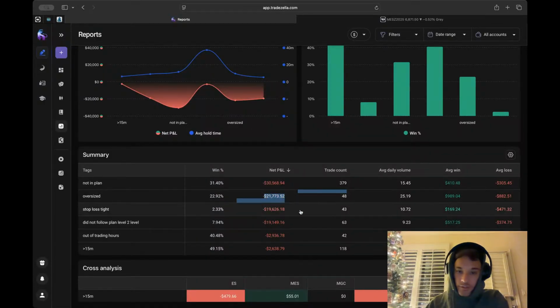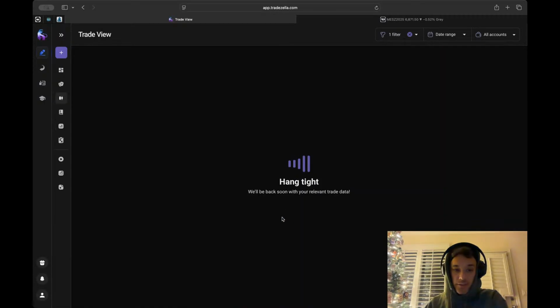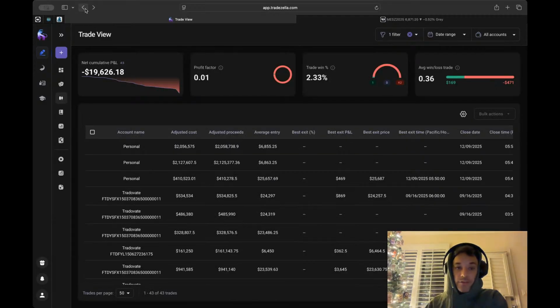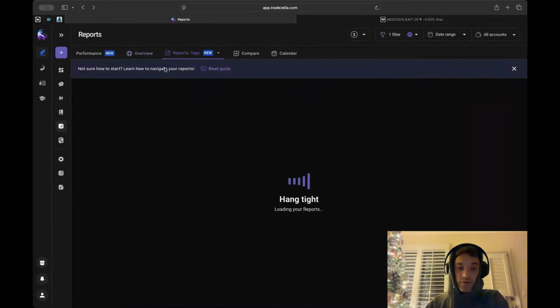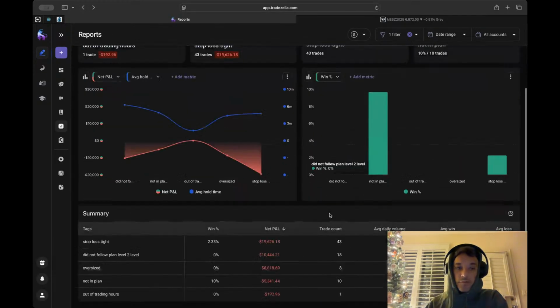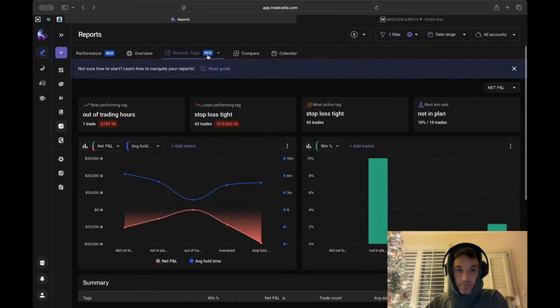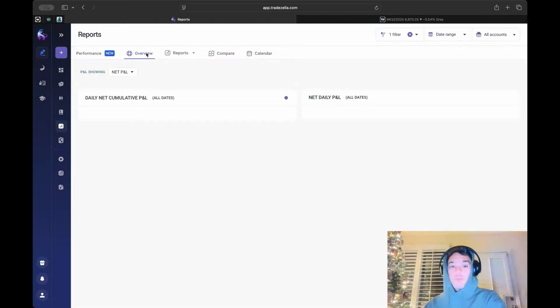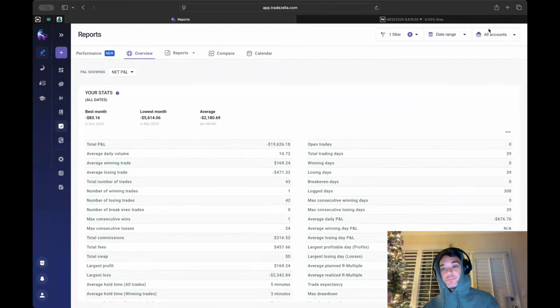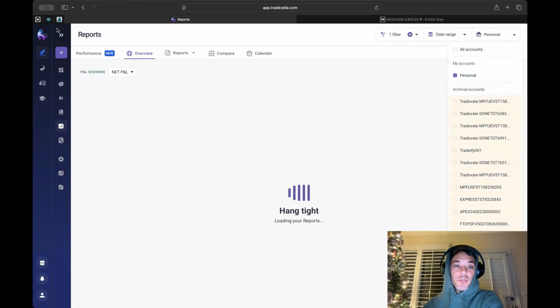Oversized, 21K. Stop loss too tight, 19K, not letting the trade play out essentially, right? Getting fear. And sometimes they work out. So it's a lot of issues, a lot of mistakes that I was overcoming without really realizing. And that's why journaling is so important. Using a tool like TradeZella, really important.